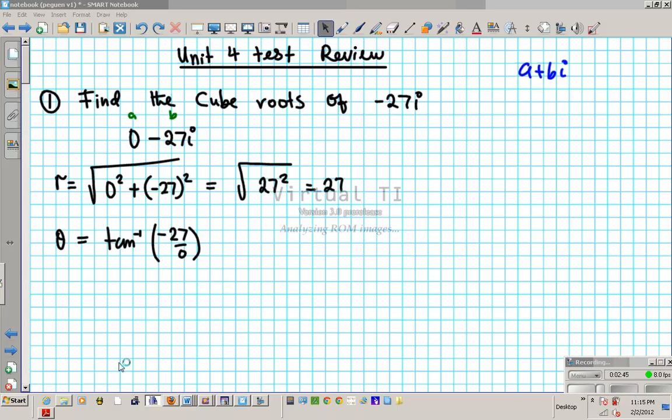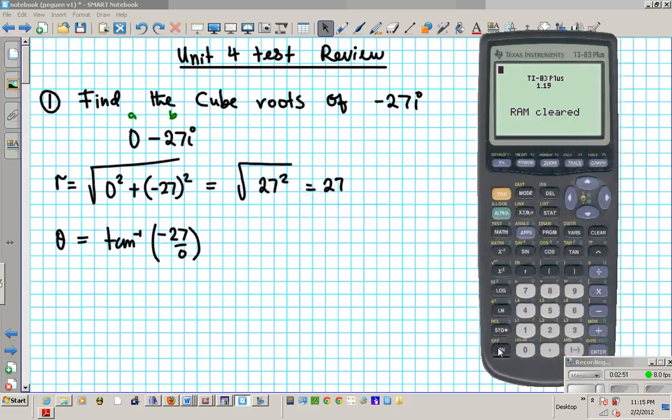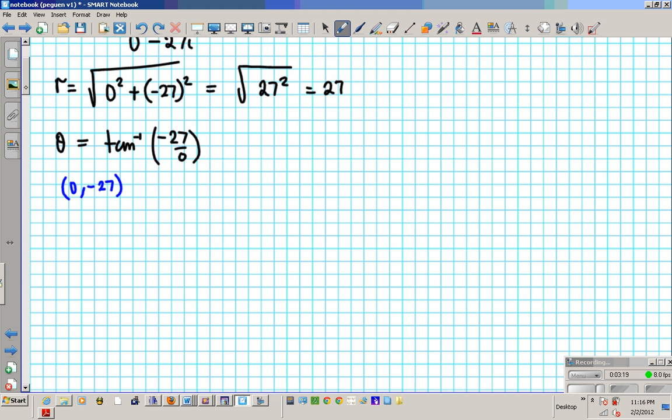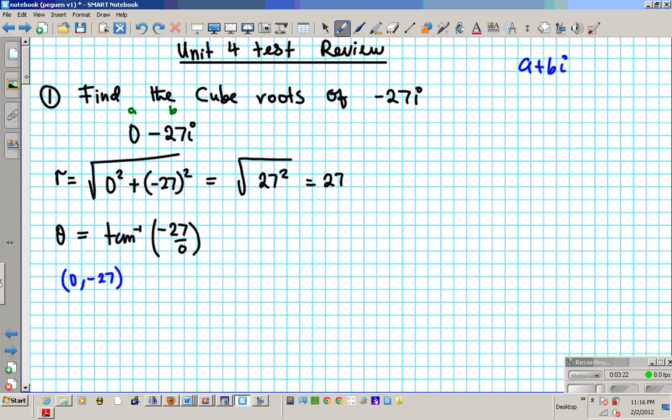Here's the TI-83. So if we take the inverse tangent of negative 27 over 0, which is an undefined number, we get an error message, divide by 0. You can't divide by 0, right? So whenever you have a situation when you have an error message like this, you have to actually figure this out by hand. You actually have to graph where this point is, okay? So we're graphing the point 0, negative 27 on our coordinate system, and then that will tell me what the angle is going to be, okay?